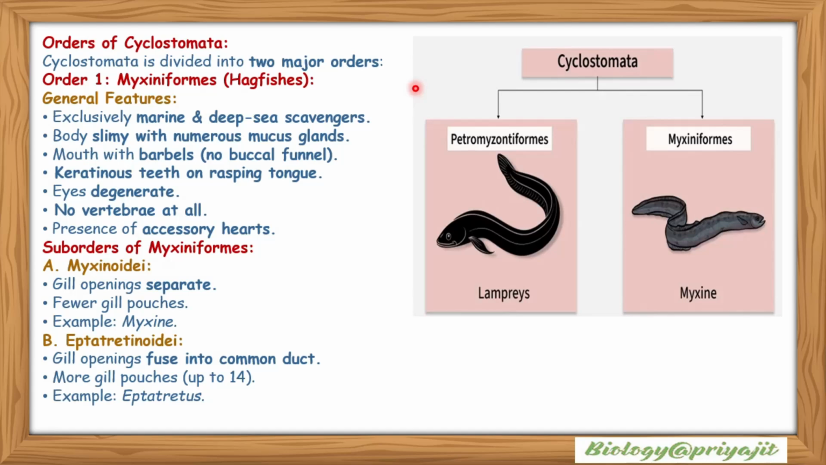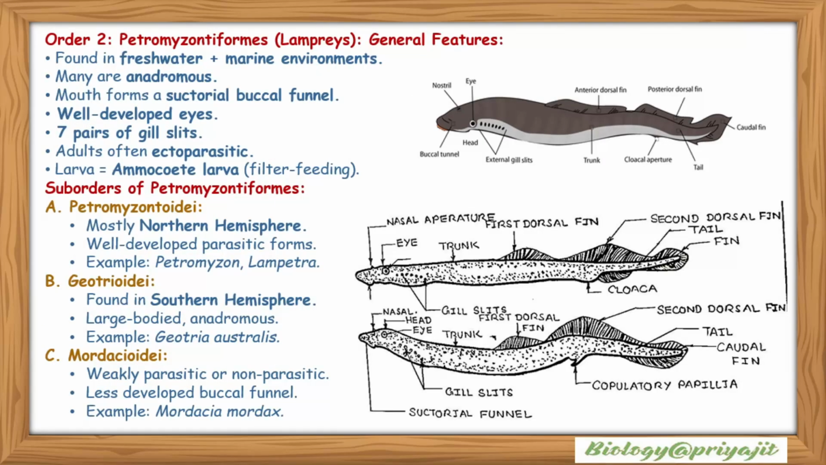Suborder of Myxiniformes: Myxinoidei, their gill openings are separate. Fewer gill pouches are there. Examples include Myxine. Then Eptatretoidei, where the gill openings fuse into a common duct. More gill pouches are there, up to 14. Example includes Eptatretus.